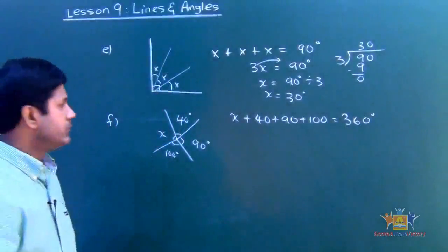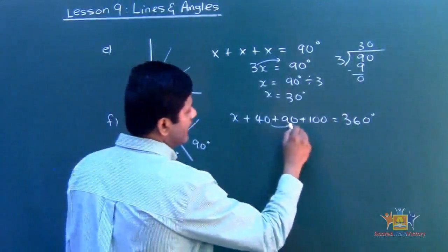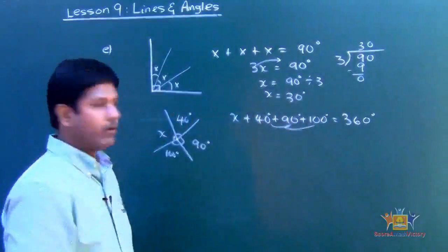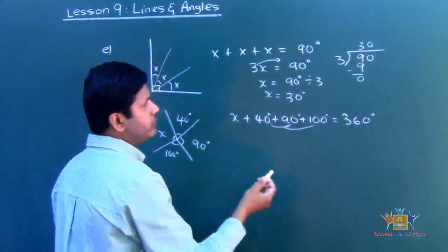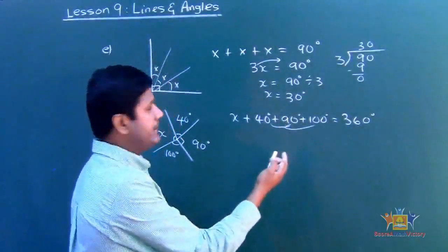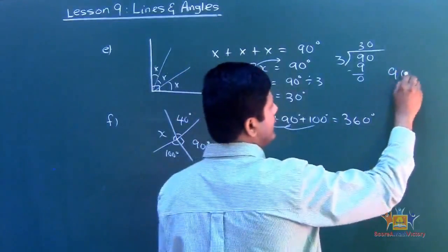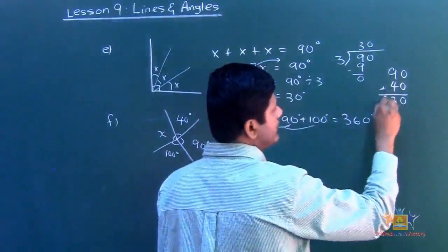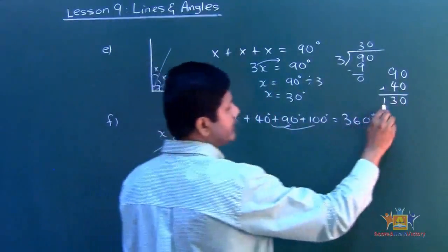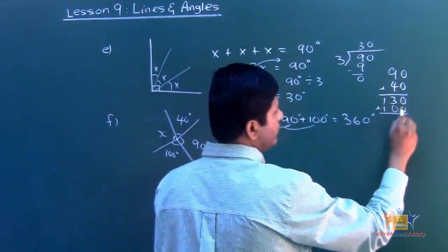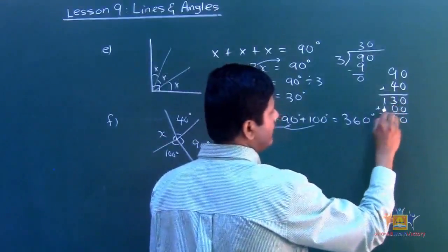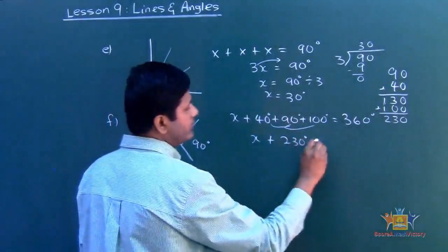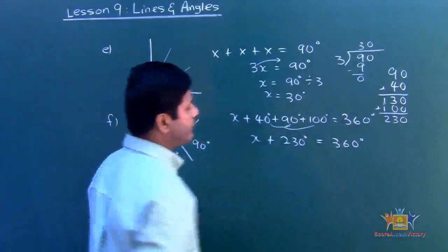Okay, now another easy way of doing this is add all this and then take it across the bridge. It'll be a lot easier rather than taking one by one. Alright, so let's do that. Let's line it up. So we put 90 and 40: 0 plus 0 is 0, 9 plus 4 is 13. Okay, then we've got 100 to add, so let's line it up with 100. 0 plus 0 is 0, 3 plus 0 is 3, 1 plus 1 is 2. So that means x plus 230 degrees equals 360 degrees.